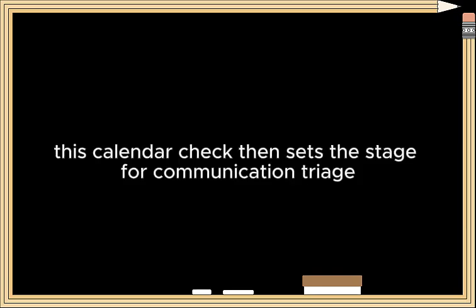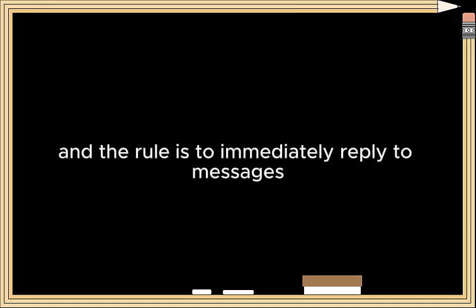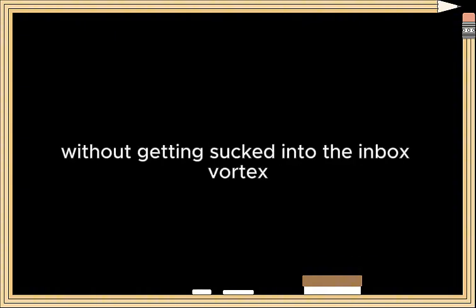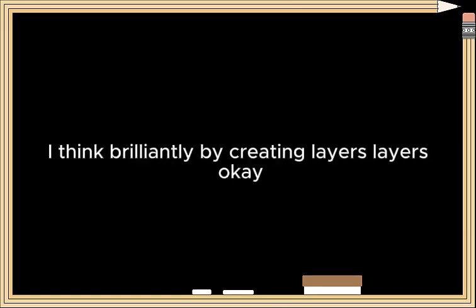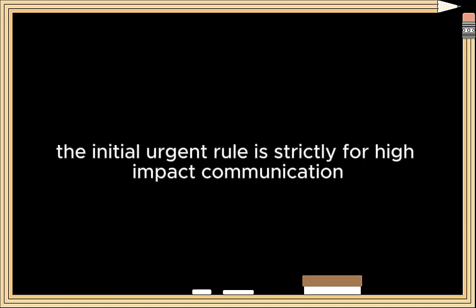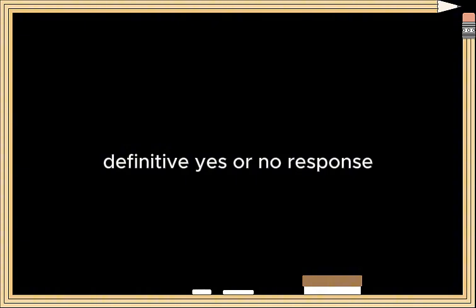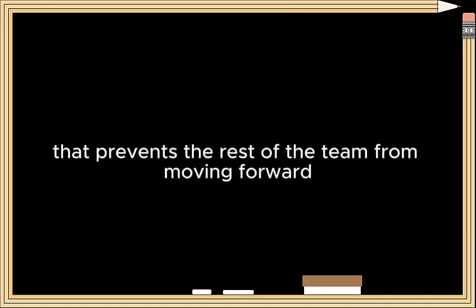Totally. This calendar check then sets the stage for communication triage. The source mandates I answer urgent emails first. And the rule is to immediately reply to messages needing a quick response before starting any major task. How do we define urgent here without getting sucked into the inbox vortex? That is the core challenge, isn't it? And the blueprint handles it, I think, brilliantly by creating layers. Layers, okay. The initial urgent rule is strictly for high-impact communication. Things that are blocking someone else's work or things that require a fast, definitive yes or no response. So you're unblocking your team. You're being a good organizational citizen. You clear the debris that prevents the rest of the team from moving forward.